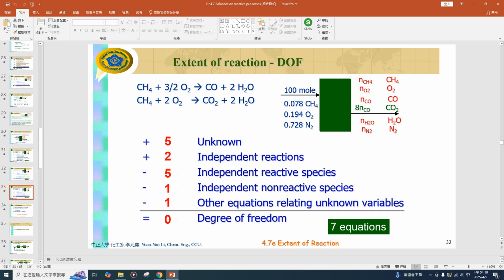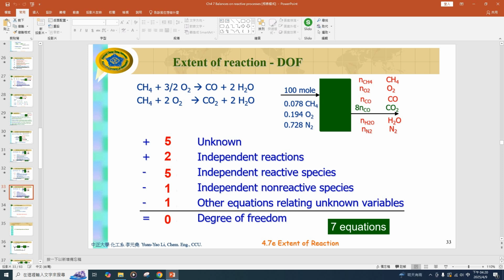For the extent of reaction to do DOF, there are 5 terms. The first one, again, is unknowns. And you have to plus independent reactions. You might ask, Professor, why plus? Because you need to consider the extents of reaction, and there are 2 reactions. Then you have to minus independent reactive species. How many independent reactive species here?